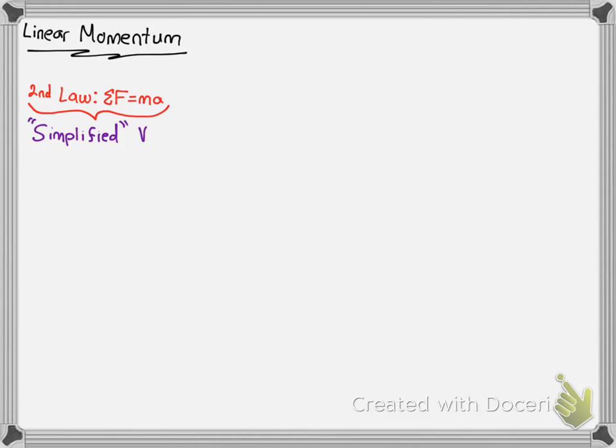So for this one, we're going to talk about linear momentum. Linear momentum was first based off of Newton's second law. Newton's second law, that net force is equal to mass times acceleration, was a simplified version of what he actually wrote in his book. He actually talked about the net force being related to something called momentum.